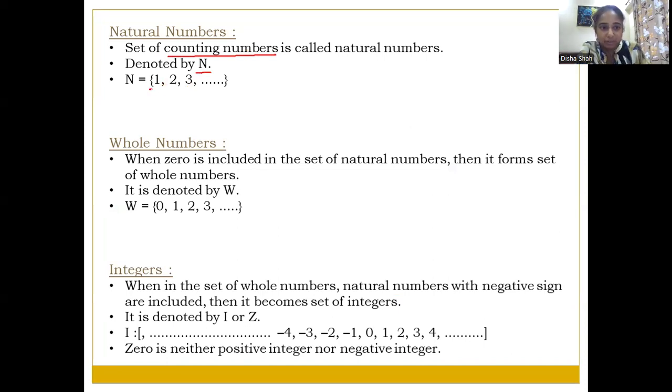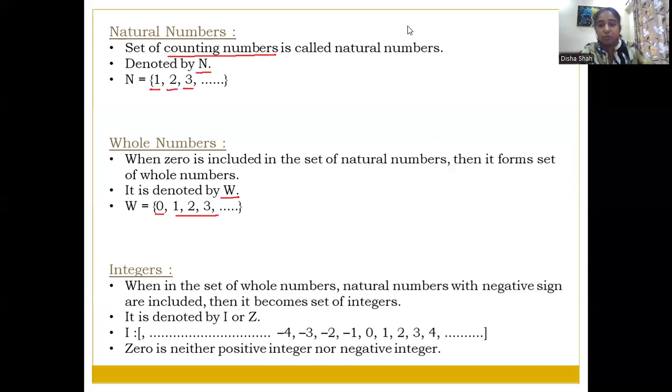Natural number starts with 1 because these are the numbers which we can count, then 2, 3, and it goes to infinity. Natural number, smallest natural number is 1, and then 2, 3, 4, 5, 6, and like that it goes to infinity. Natural numbers में अगर हम 0 add कर दें, then it becomes a whole number. So when 0 is included in the set of natural numbers, then it forms whole number. It is denoted by capital W. So you can see here that 1, 2, 3 are natural numbers और इसमें 0 add कर दिया. So now this has become the whole number. So whole number starts with 0 and it goes till infinity.